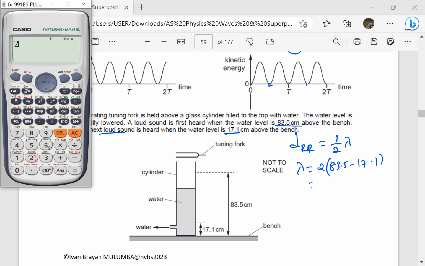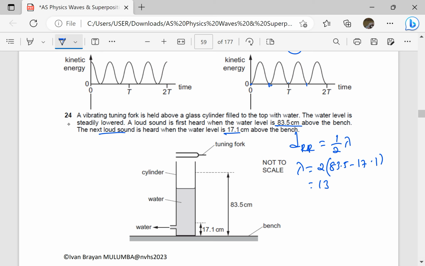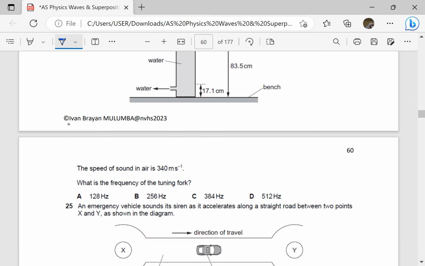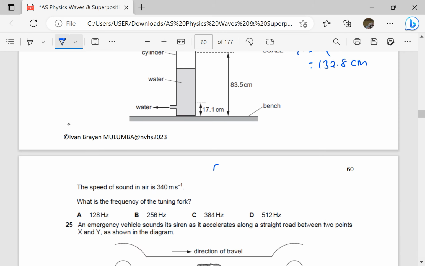So the wavelength is 2 into 83.5 minus 17.1, which is 132.8 in centimeters. That's the wavelength. So the question wants us to find the frequency. So let's find now the frequency.